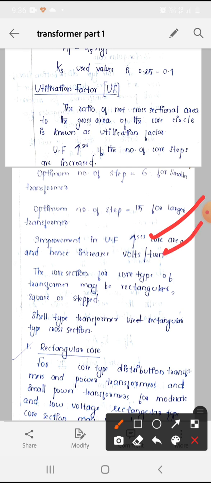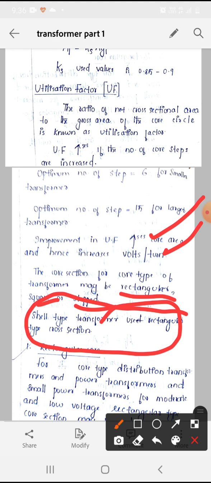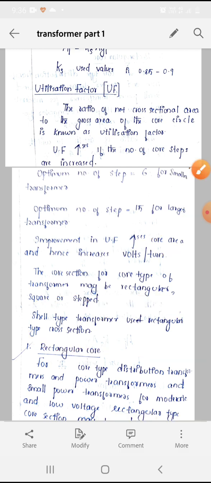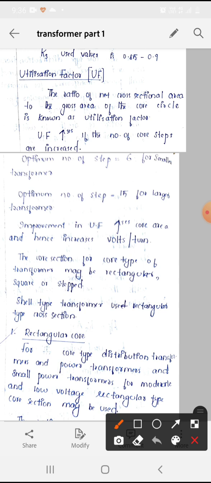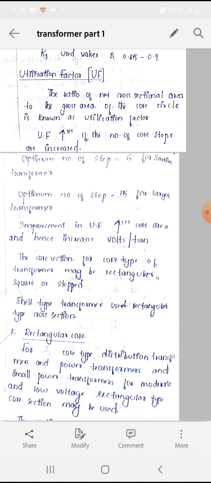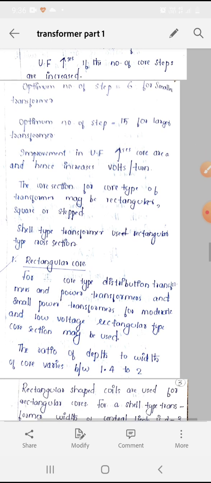So the core section for core type can be rectangular, square or stepped. And the shell type transformer normally uses a rectangular cross section. This can be asked in GATE level questions: shell type transformer uses what type of cross section? It uses only rectangular type cross section. And in the case of core type transformer, the core section can be rectangular, square or stepped.